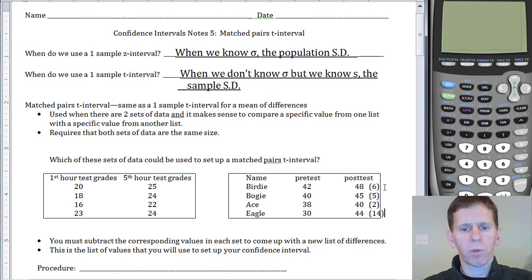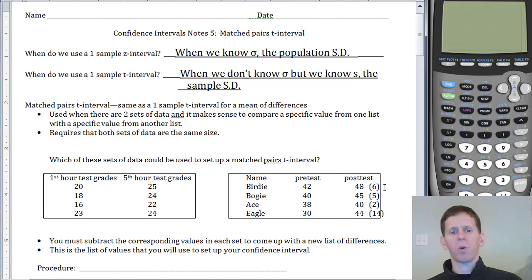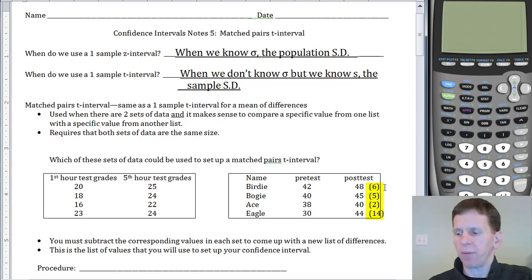So what we're going to do is take two sets of data, or two lists, and turn them into one. We're interested in what's the difference. What have the numbers changed by? This is the list of values that you're going to use to set up your confidence interval.